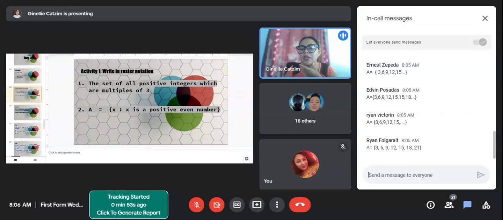Ryan, remember that the set is infinite, right? It doesn't have an end. It continues. The multiples of 3 continue. So you should have your recurring dots there. Okay, very good. Now, what would we see for number 2? A equals X, where X is a positive even number.